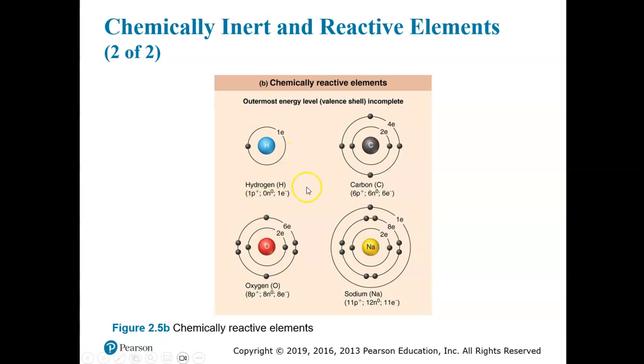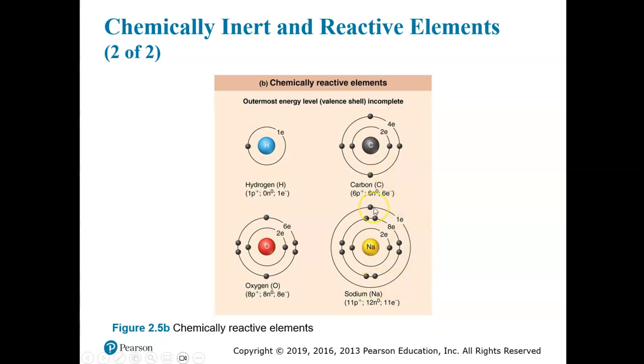But the ones that you see here, these are 4 very common elements found in humans, in any living thing, really. Hydrogen has only 1 electron, and so it needs another electron to fill its valence shell. Carbon has 4 electrons in its valence shell, so it needs another 4.